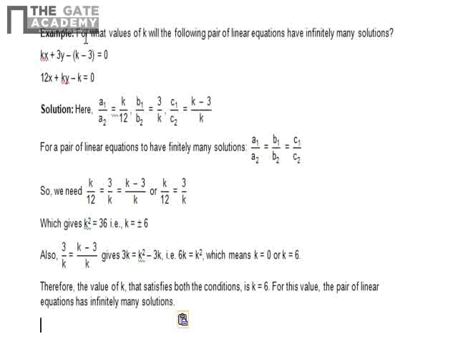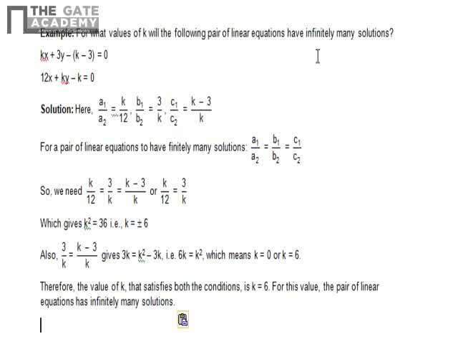Now we'll see one example, you can say one application of this. This example is: for what values of k will the following pair of linear equations have infinitely many solutions? The equations given are kx plus 3y minus k minus 3 is equal to 0 and 12x plus ky minus k is equal to 0.